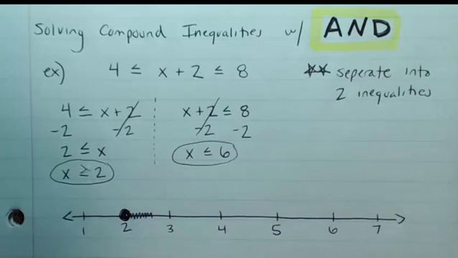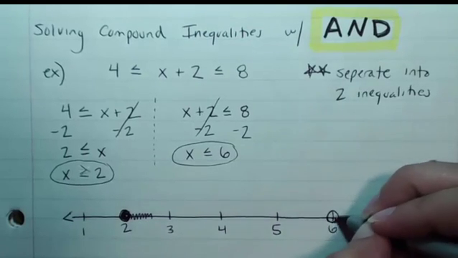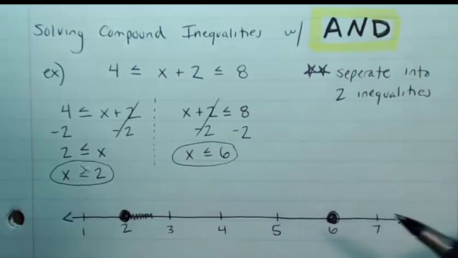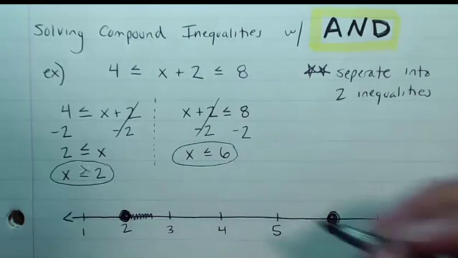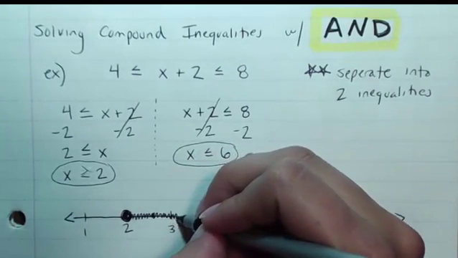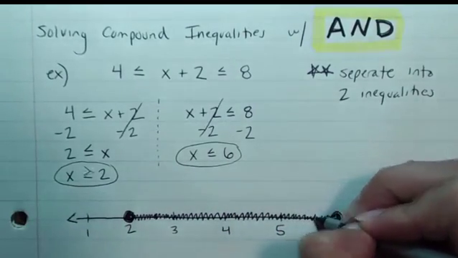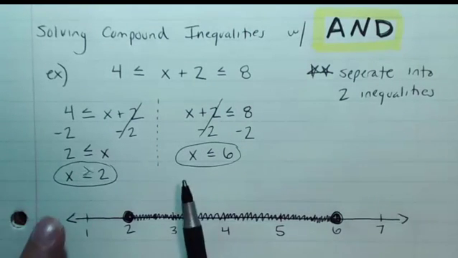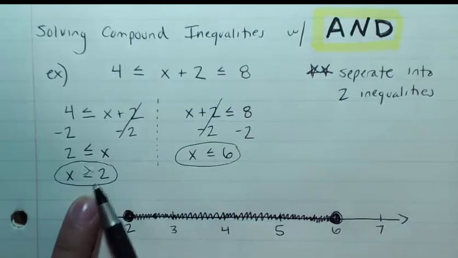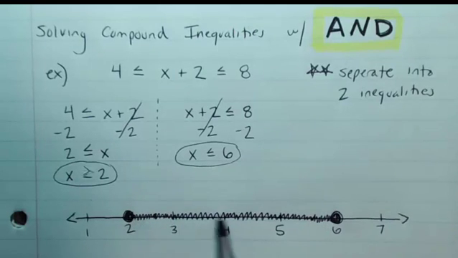This other one, x is less than or equal to 6. So on the 6, open or closed circle? Closed circle because 6 is included in that. And if x is less than or equal to 6, I'm shading it to the left. So if you notice, again, everything that's in the middle should be shaded. All my answers have to be greater than or equal to 2 and less than or equal to 6. So my possible answers all fit in this area. It could be 2 or anything here or 6.